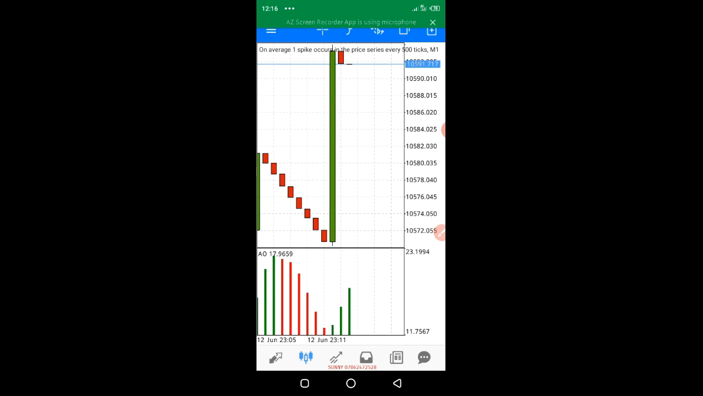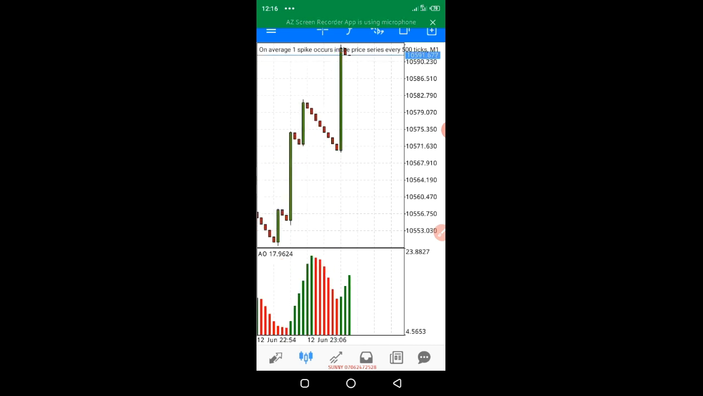Then you will not enter until you see a red. The reverse is the case on crash. So now you are looking out for red candles to enter the market, not green. Watch. Look at this long spike here. Let me start with this one here. Look at this long spike here.